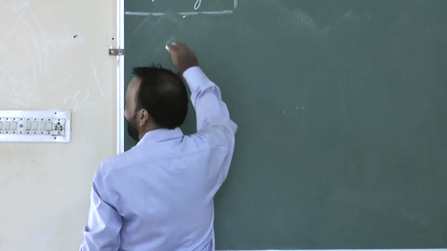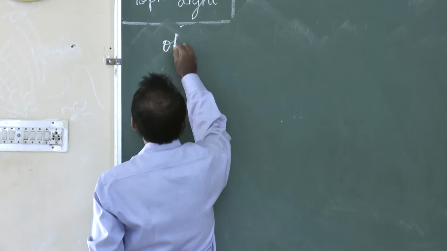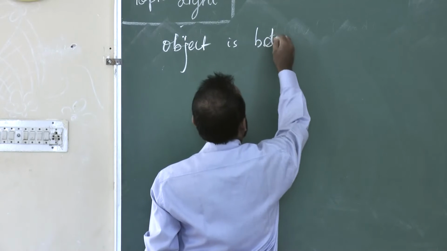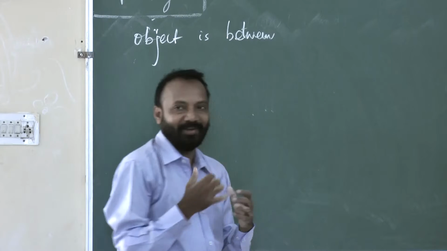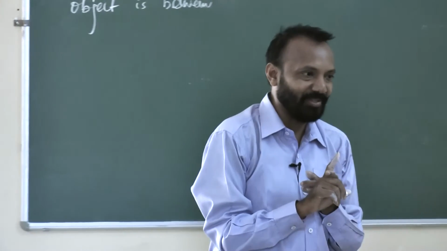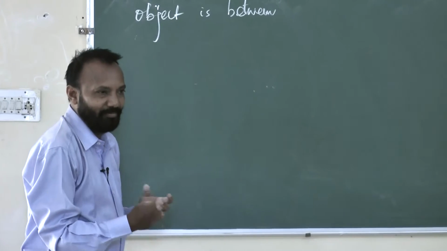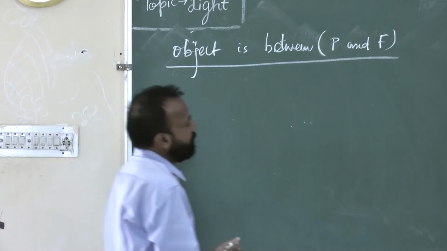Now the position of the object is between the pole of the mirror and focus. That means we are going to conclude the diagram, in case of concave mirror, the last diagram of the concave mirror. So feel free, feel happy a little bit. Between pole and focus, P and F. Then what will the image be? Let's see.